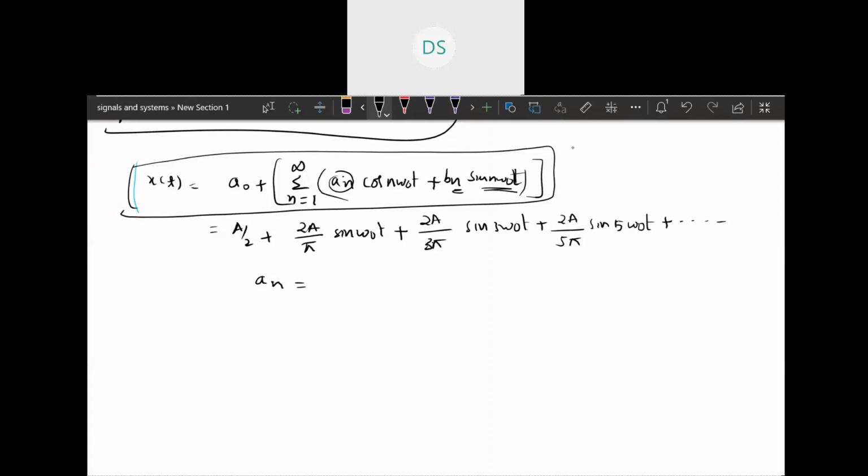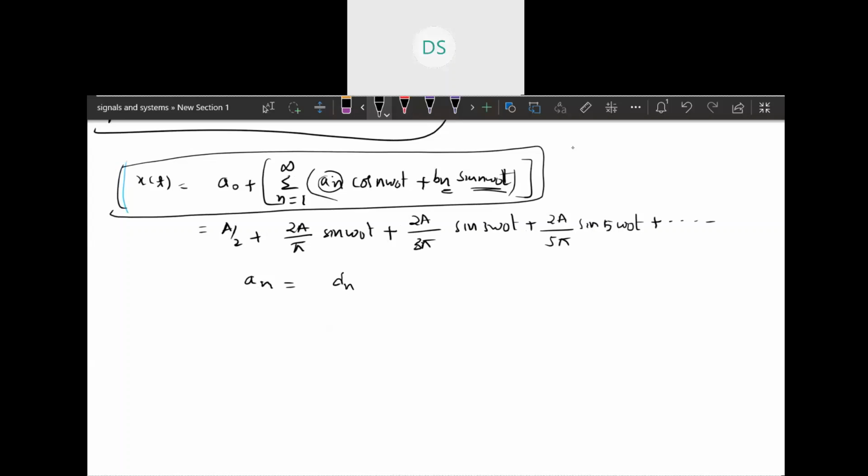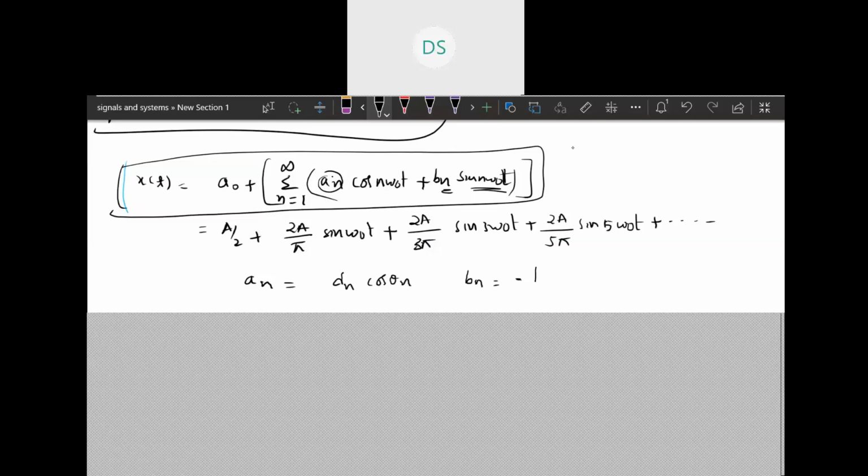an is equal to dn cos theta n and bn is equal to minus dn sin theta n. Okay, I'm just notating like that. So from this one you can write, I'm replacing the an with dn cos theta n and bn with minus dn sin theta n.